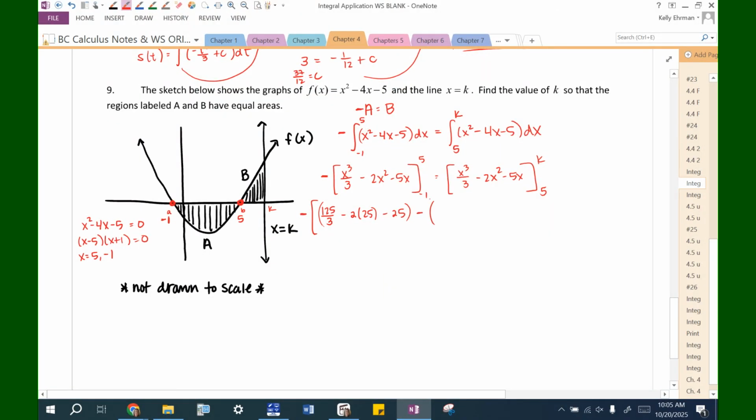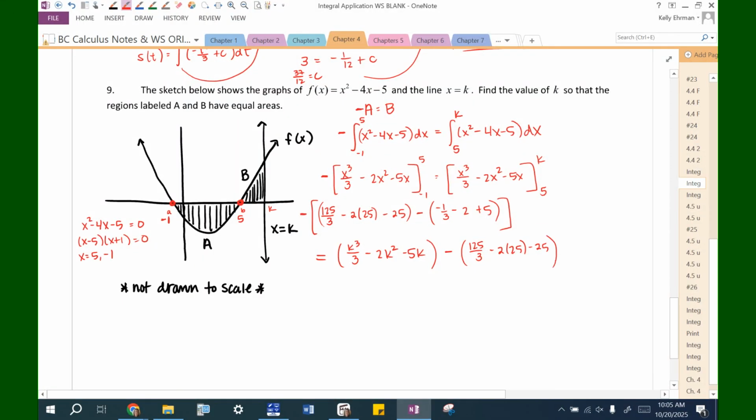Minus negative 1/3 minus 2 plus 5. That's this side. And it equals, I don't have a lot of room here, so it equals k to the third over 3 minus 2k squared minus 5k minus 125 over 3 minus 2 times 25 minus 25.